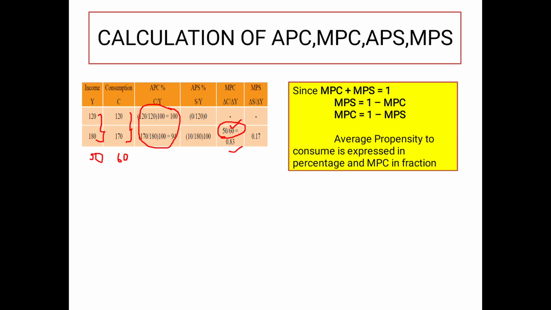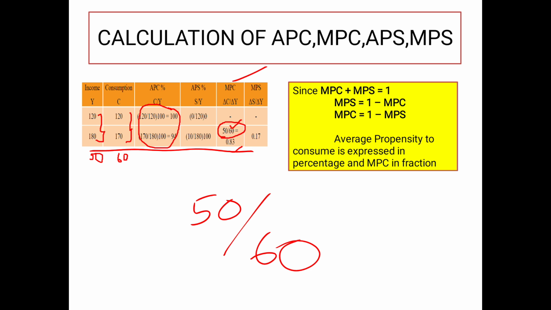Now let us see MPC. In the first column we have to put a dash. Always for MPC you should have another number to compare with and do the calculation. Now you have to take only the second row into consideration. They have given 50 divided by 60. How will you get 50 by 60? Income is 120 at the first stage, and at the second level your income rises to 180.